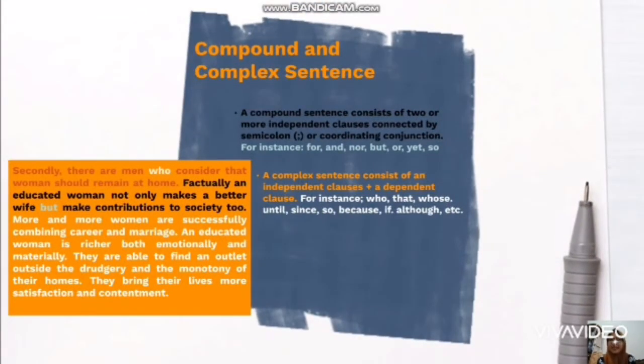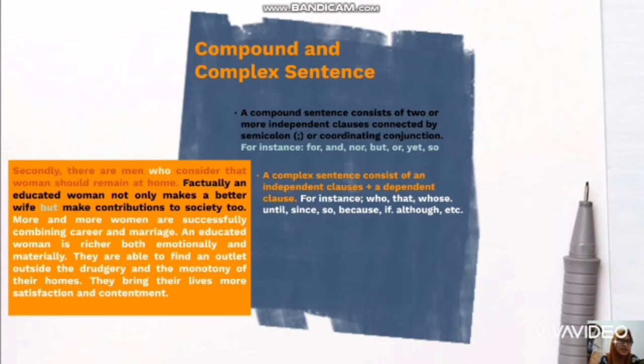Well, compound and complex sentence. A compound sentence consists of two or more independent clauses connected by a semicolon or coordinating conjunctions. For instance: for, and, nor, but, or, yet, so. Or you can make it short like FANBOYS. You can see the example here in the yellow box.